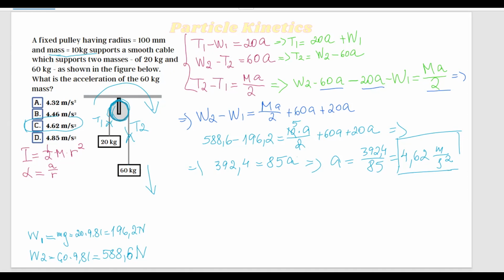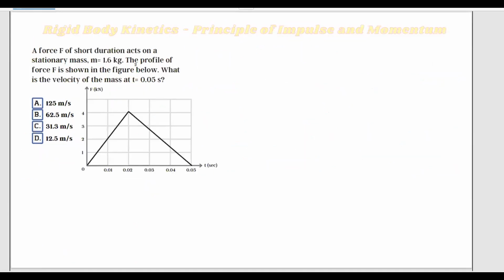One thing that I would suggest you do to train yourself at solving this kind of problem is assume that this pulley is massless and frictionless. So ignore this part and just solve this problem the way we did the previous problem, just to get used to these calculations. Now let's move on to the next problem.